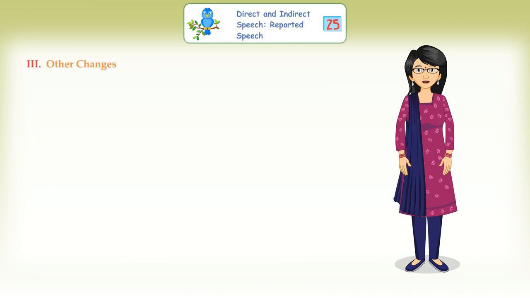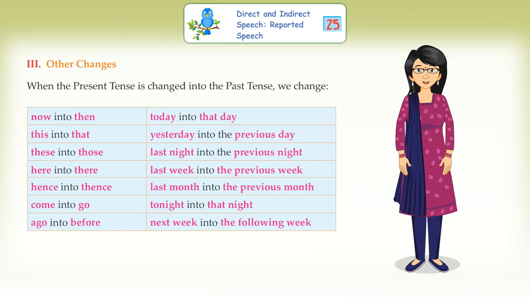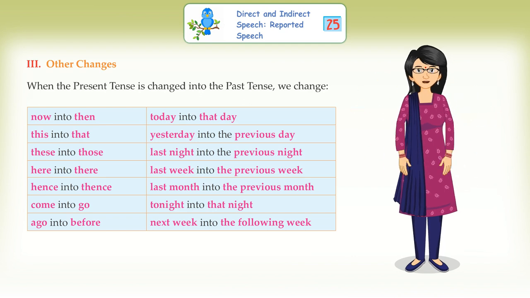Other changes. When the present tense is changed into the past tense, we change now into then, this into that, these into those, here into there, hence into thence, come into go, ago into before, today into that day, yesterday into the previous day, last night into the previous night, last week into the previous week, last month into the previous month, tonight into that night, next week into the following week.